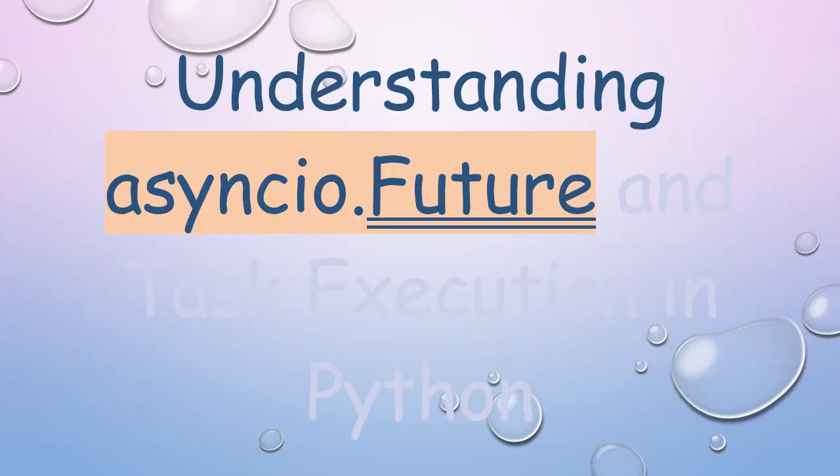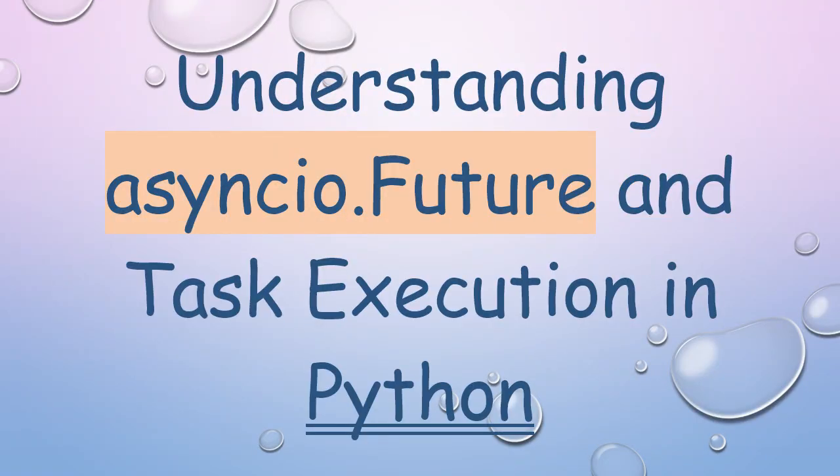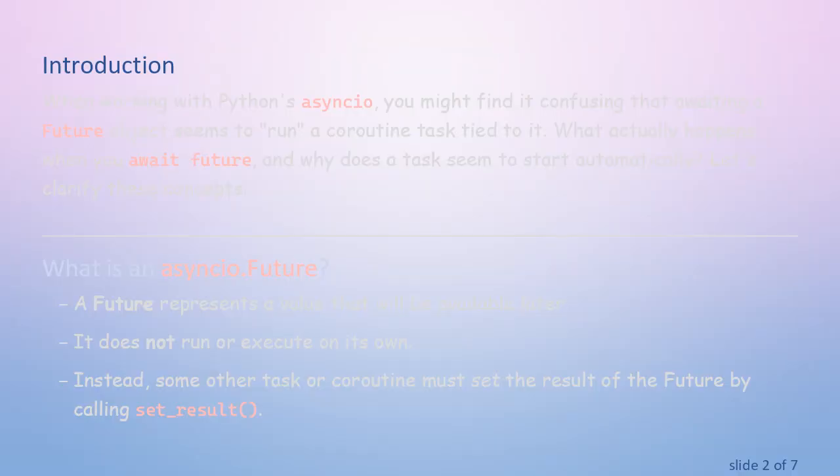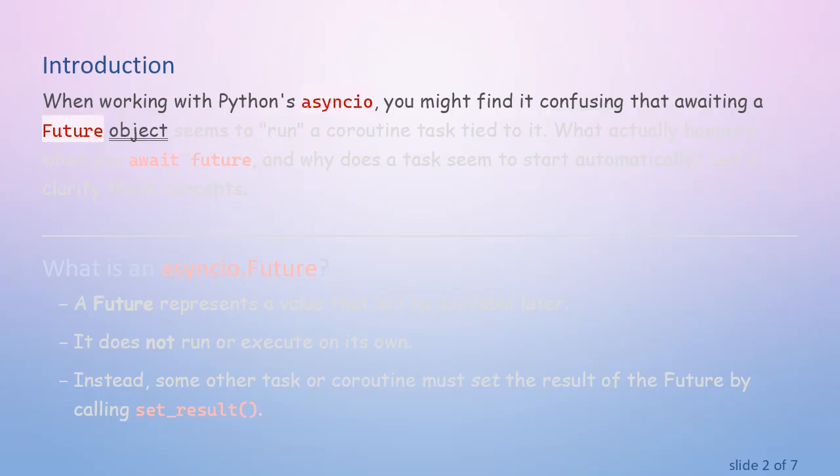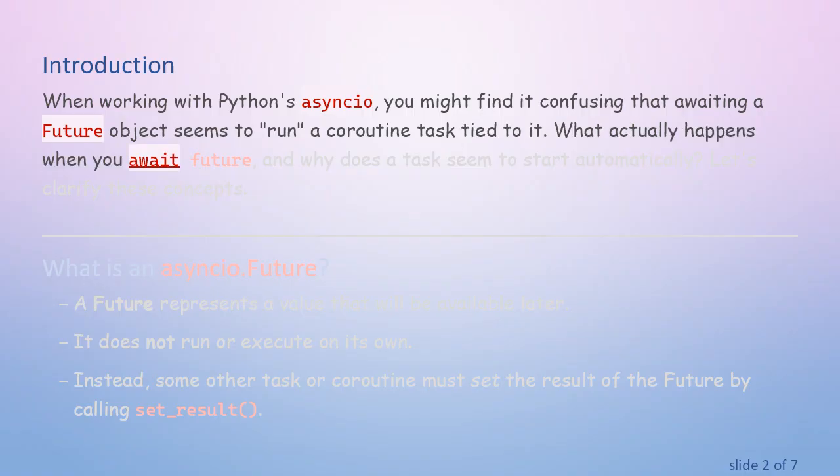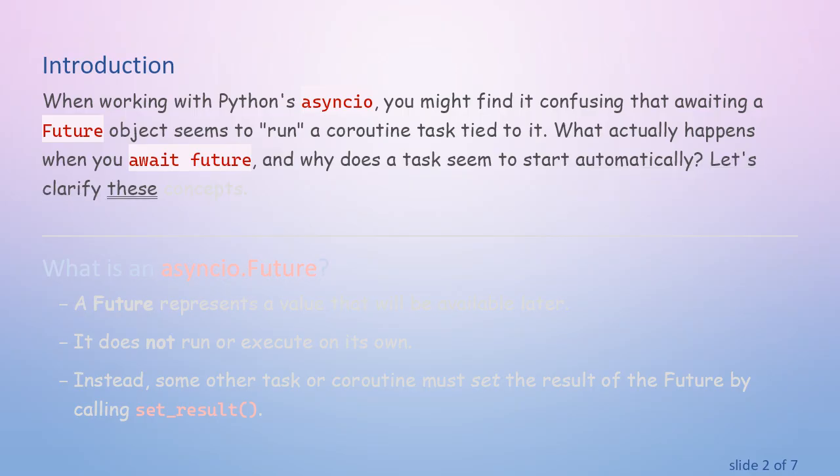Understanding asyncio.Future and task execution in Python. Introduction. When working with Python's asyncio, you might find it confusing that awaiting a future object seems to run a coroutine task tied to it. What actually happens when you await future, and why does a task seem to start automatically? Let's clarify these concepts.